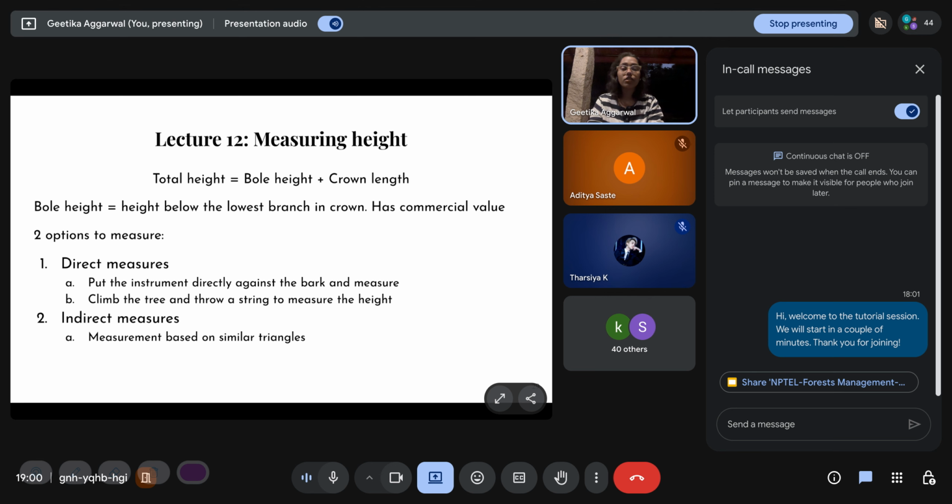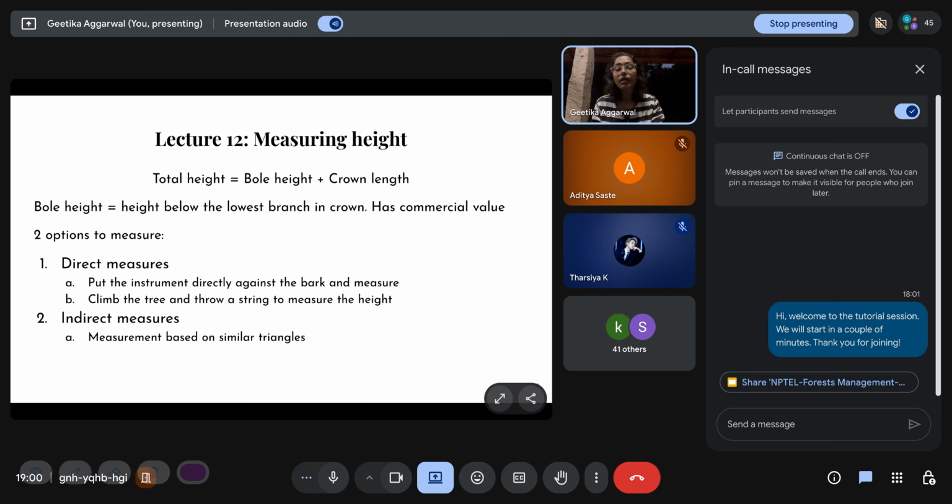One indirect measure is by using similar triangles. Many of you might be aware of what similar triangles are. This is something we study in high school mathematics and trigonometry, where we look at congruency and we look at similar triangles.